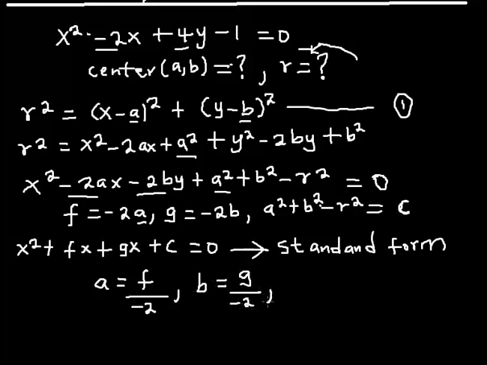So if I want to evaluate my radius, all I need to do is use c. I have to make the radius the subject. So that means my radius is going to be equal to the square root of c. If I take a squared to the other side, it becomes minus a squared. b squared to the other side, it becomes minus b squared.